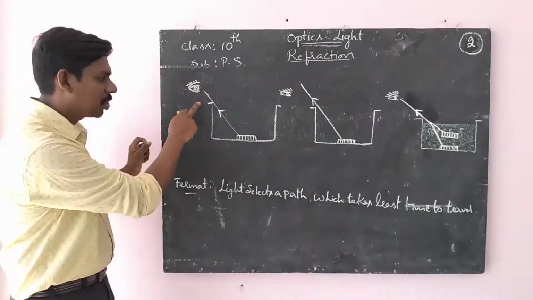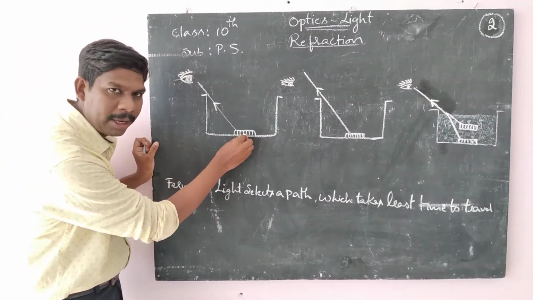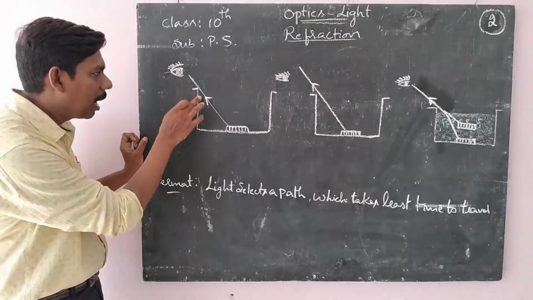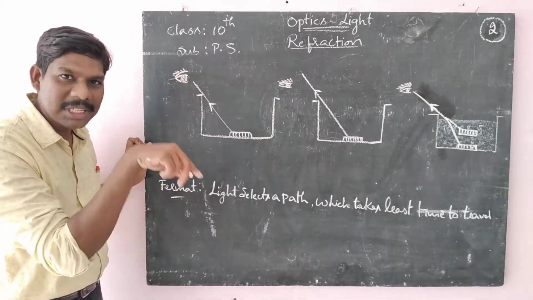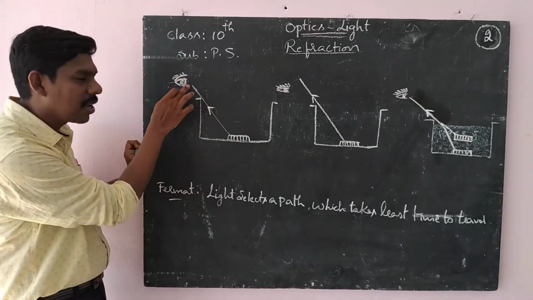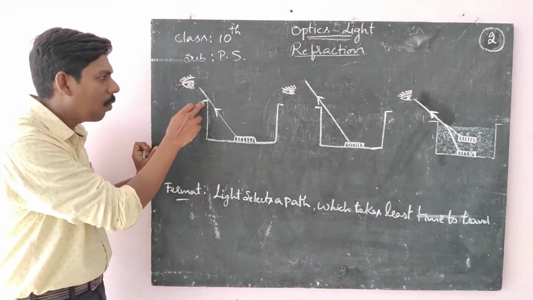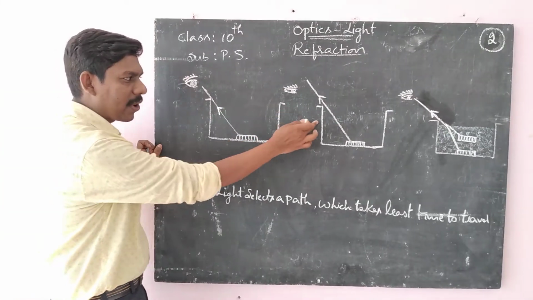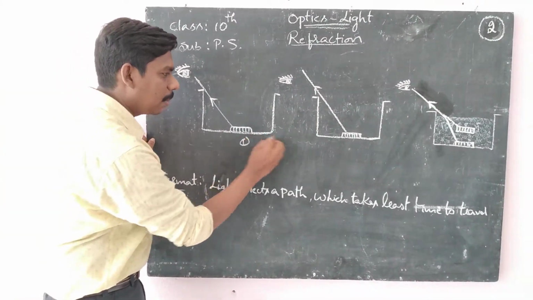See here in the first diagram, I have placed a coin at the bottom of the vessel and I am seeing it. How am I seeing it? After reflection of light from the coin, the light ray reaches our eye. That's why I am seeing it. Now I am moving backward. See the second diagram. This is the first diagram. This is the second diagram.